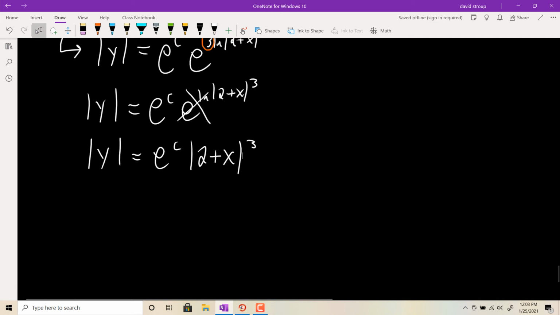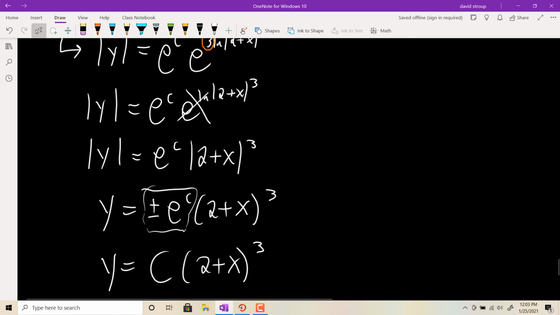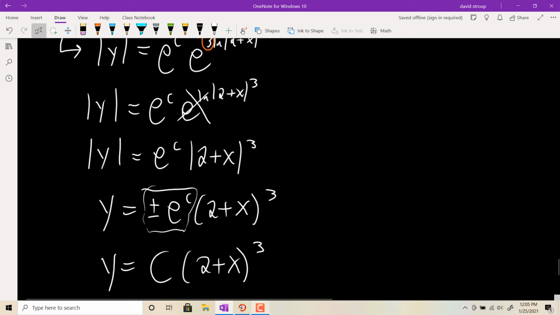Then you could drop the absolute values on both sides, and you end up with plus minus e to the c times 2 plus x cubed, and then you could replace this thing with a general constant. So we see y equals c times 2 plus x cubed. Okay. It's probably a big leap of faith for people to accept that the absolute value can be dropped. So one thing you can do to see why I can drop those absolute values and go from here to here.